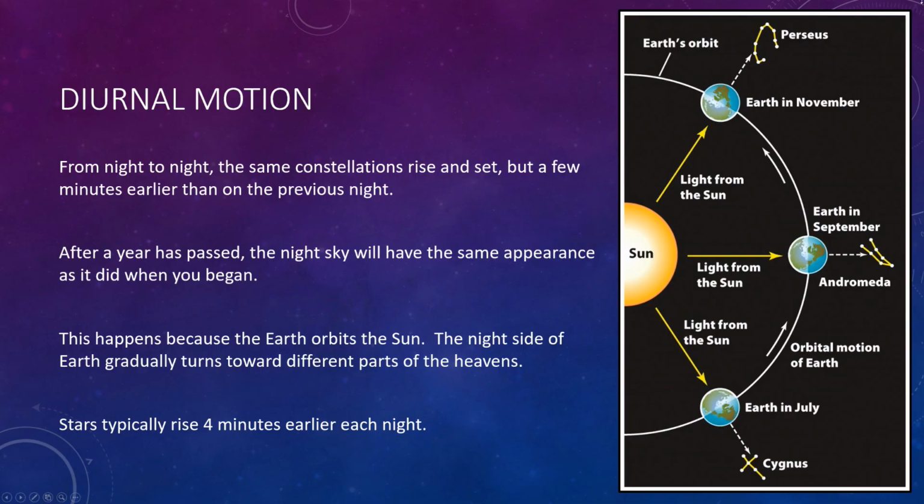So those are the two main motions of the Earth we'll discuss. The diurnal motion, in which the Earth spins on its axis, and so we see constellations move slightly throughout the night. Or we have this type of motion where the Earth orbits the sun. And it turns out that stars will typically rise 4 minutes earlier every single night, on average.